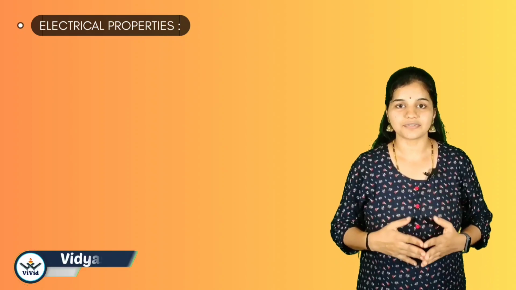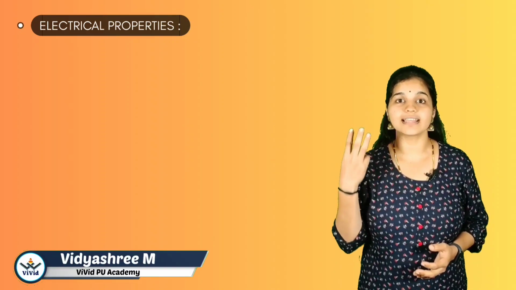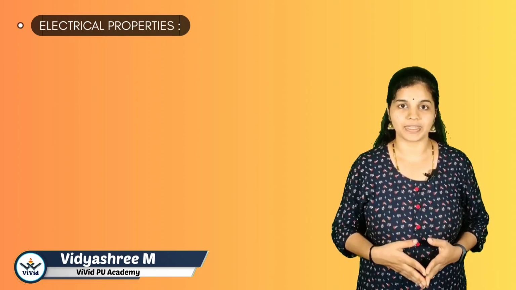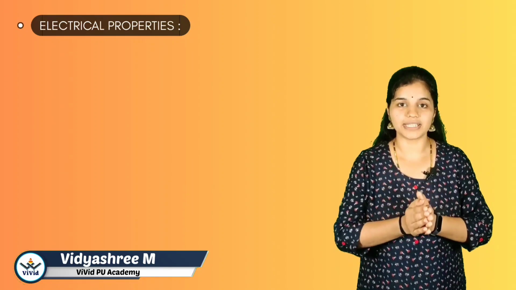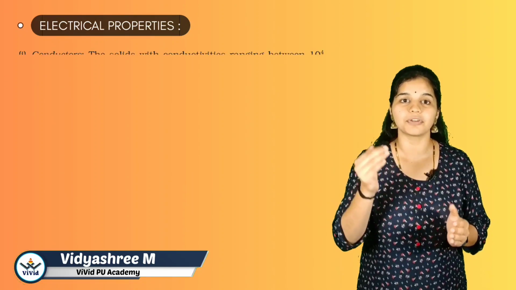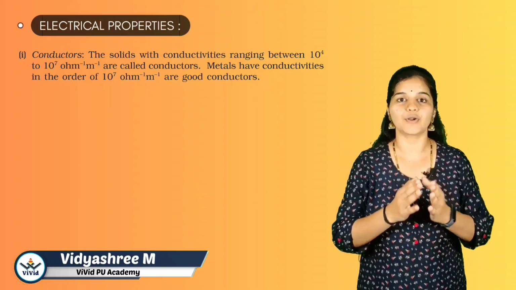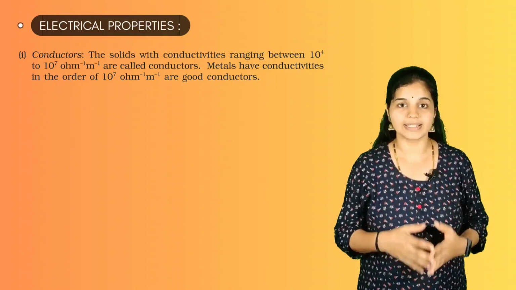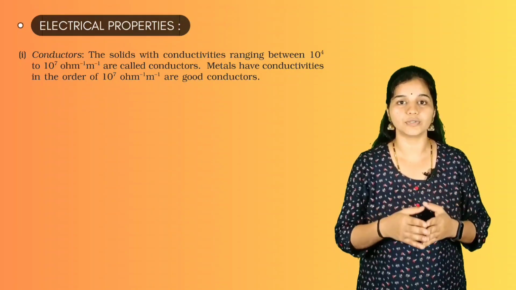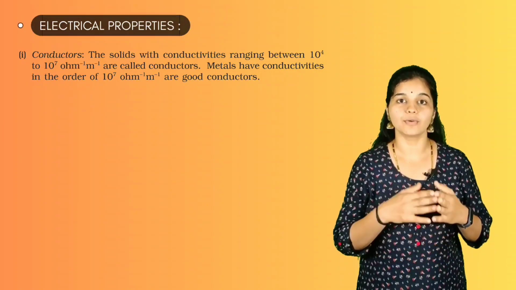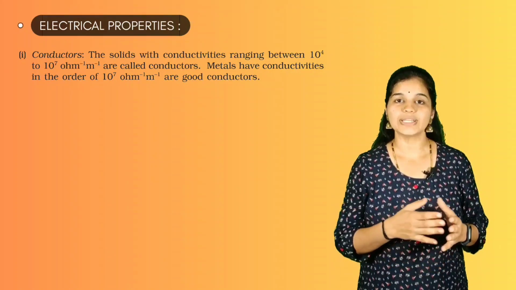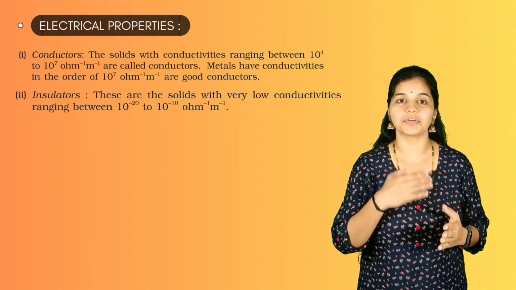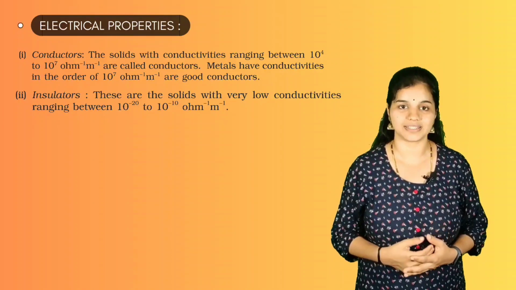The solids are classified as conductors, insulators and semiconductors on the basis of their conductivities. The solids with conductivities ranging between 10 to the power 4 to 10 to the power 7 are called conductors. The good conductors are those metals having conductivities in the order of 10 to the power 7 ohm inverse meter inverse. Insulators are the solids with very low conductivities ranging between 10 to the power minus 20 to 10 to the power minus 10.